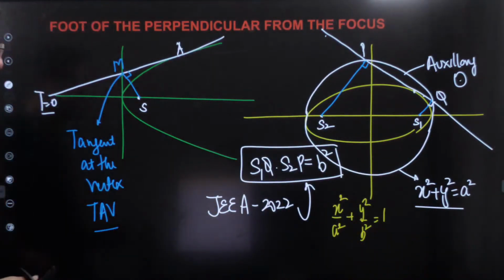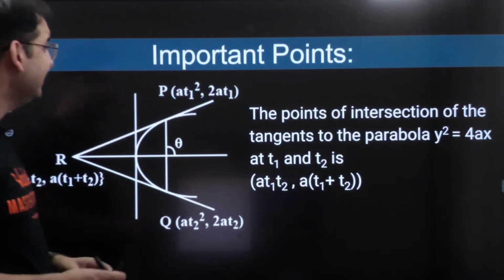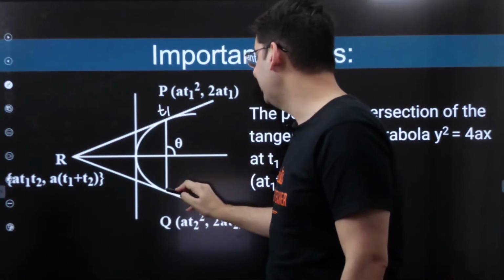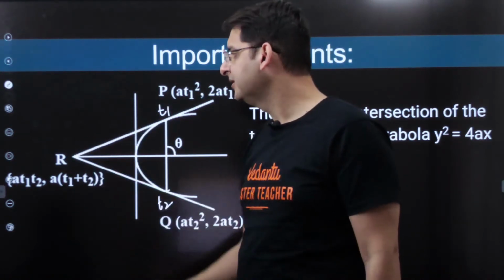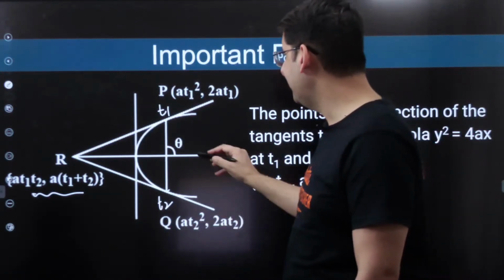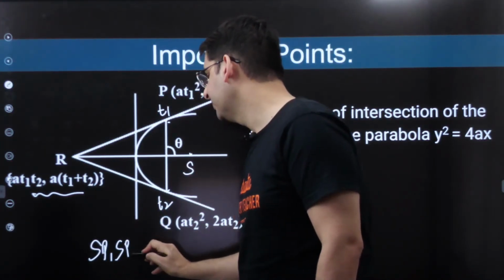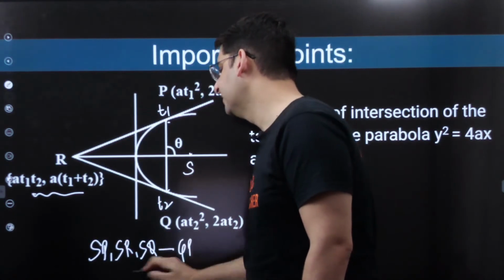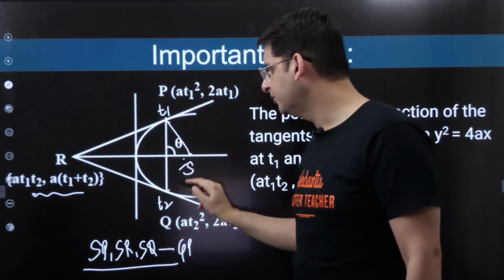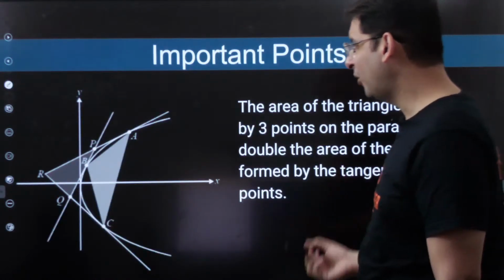We're going to start with the questions very soon, guys. Now certain important points, and this is very common. If there is a point T1, there is a point T2, we draw a tangents, this meets at a T1 T2, a(T1 plus T2). The second thing is, if there is a focus, let's say S, then SP, SR, SQ are always in GP. These three lengths in case of parabola are always in GP. So this is an important point and very common.